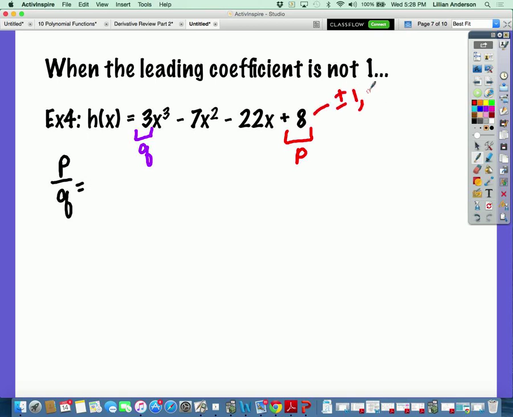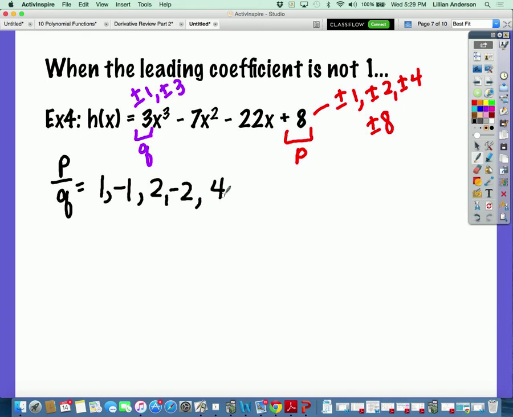I know that plus or minus 1, plus or minus 2, plus or minus 4, and plus or minus 8 are my factors of my constant. And I know that plus or minus 1 and plus or minus 3 are the factors of my leading coefficient. So I know that my possible rational zeros are going to be plus or minus 1 over positive 1 and negative 1. Okay? So that's a positive 1, that's a negative 1. I know I'm going to have 2 and negative 2, and then 4 and negative 4, 8 and negative 8. So whether they're over a positive 1 or a negative 1, these are going to be my zeros.